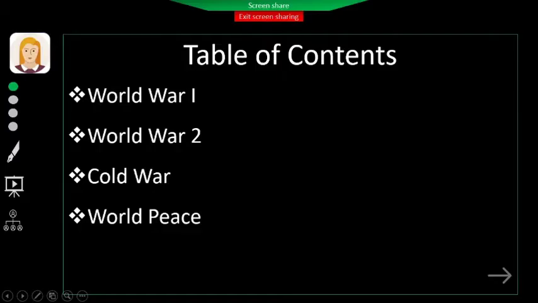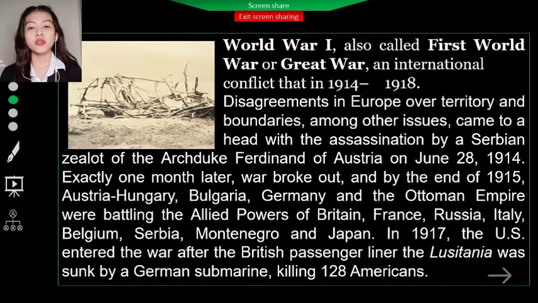And now we're going to talk about World War I, World War II, Cold War, and World Peace. World War I, also called First World War or Great War, was an international conflict that lasted from 1914 to 1918. Disagreements in Europe over territory and boundaries, among other issues, came to a head with the assassination by a Serbian zealot of the Archduke Ferdinand of Austria on June 28, 1914.